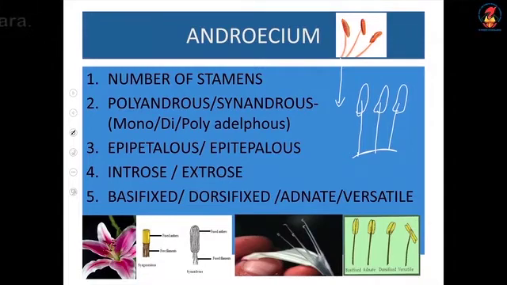Synandrous means when the stamens are completely fused. They are fused at the anther and at the filament. So I am going to draw these 3 fused: 1, 2, and 3. And look at the filaments 1, 2, 3. So the three filaments are fused and the 3 anthers are fused. So this is called synandrous condition.